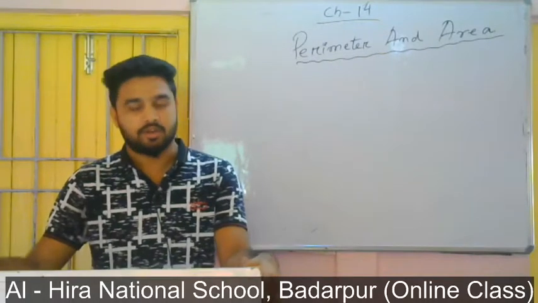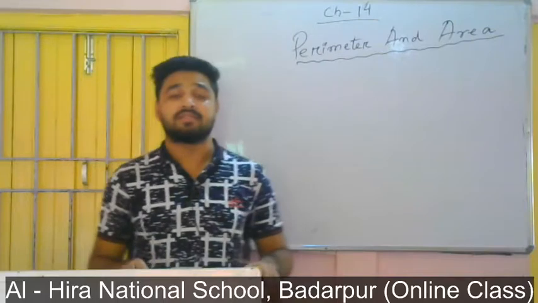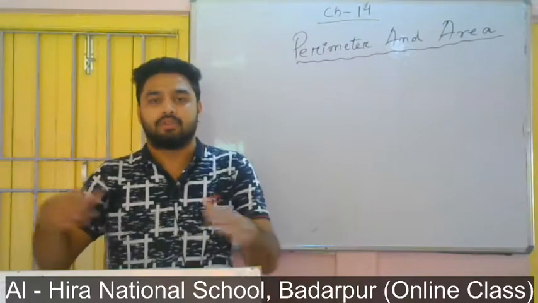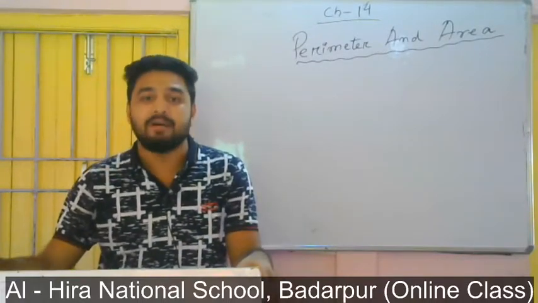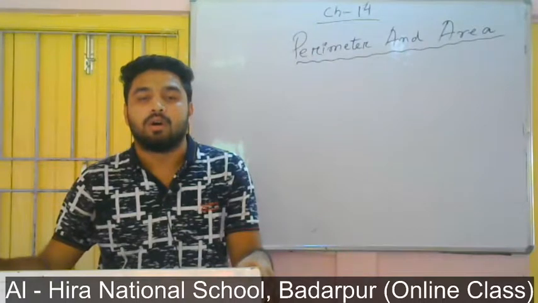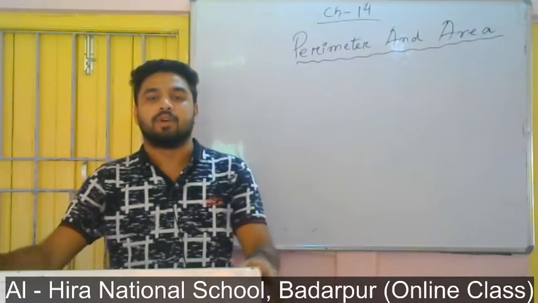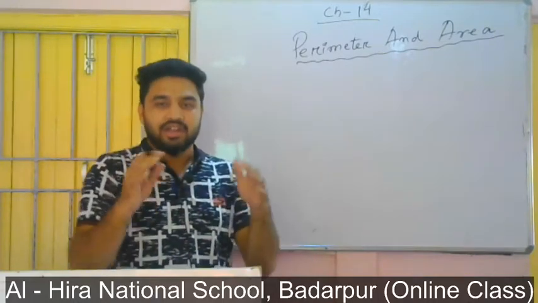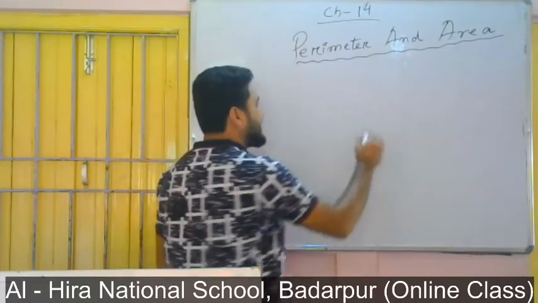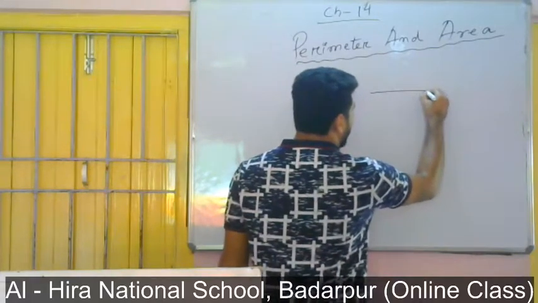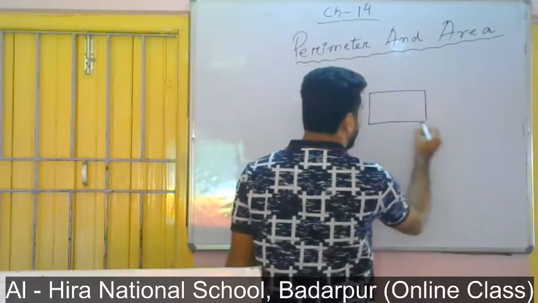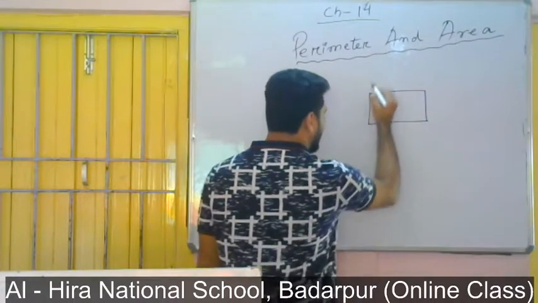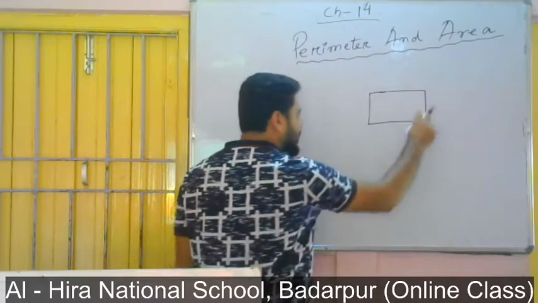and area. Okay. So perimeter is the total boundary length of a closed shape or a figure. That means, suppose if I take a rectangle example, suppose this is a rectangle. Okay, so these are the boundaries, and that is called the perimeter.